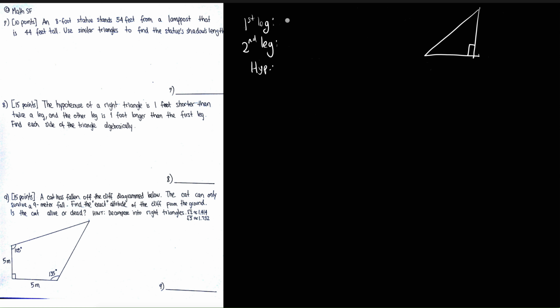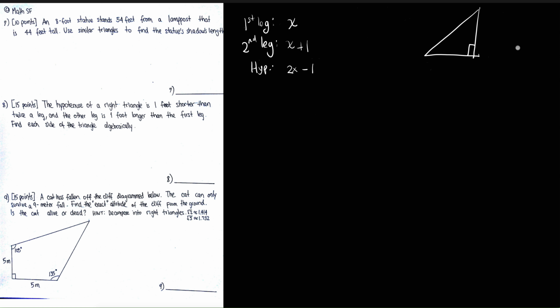So let me call the first leg x. All right, and they say that the hypotenuse is 1 foot shorter than twice the leg. So 1 foot shorter, 2x minus 1. We were assuming about the first leg. Now the second one says the other leg, the second one, is 1 foot longer than the first leg. So it would be x plus 1, right? 1 foot longer than the first leg. Okay, so whenever they say, for example, the hypotenuse of a right triangle is 1 foot shorter than twice a leg, we were assuming that leg was the first one.